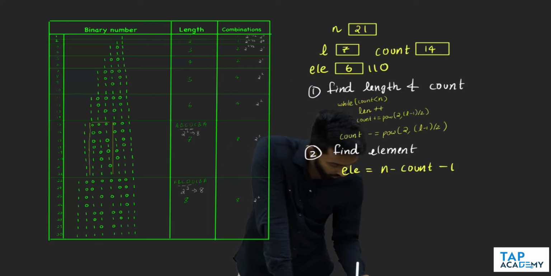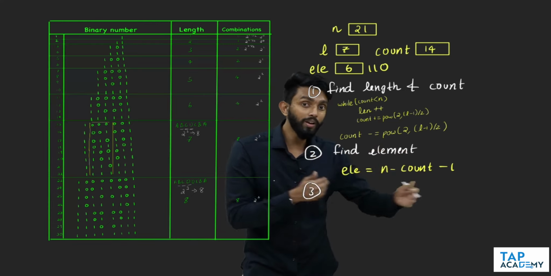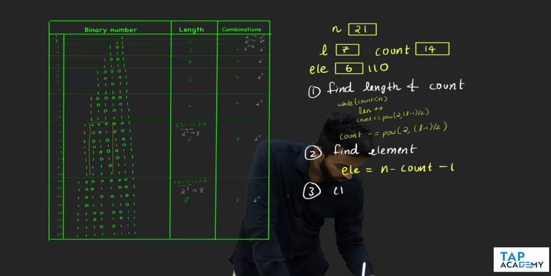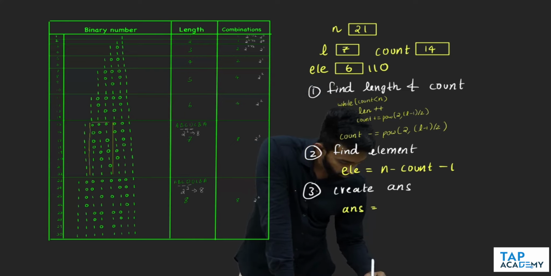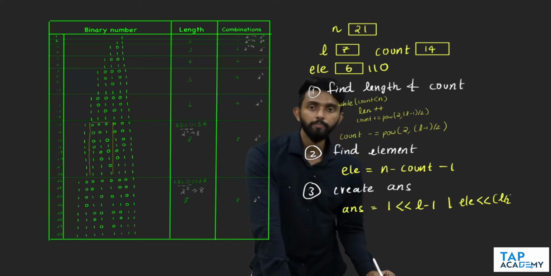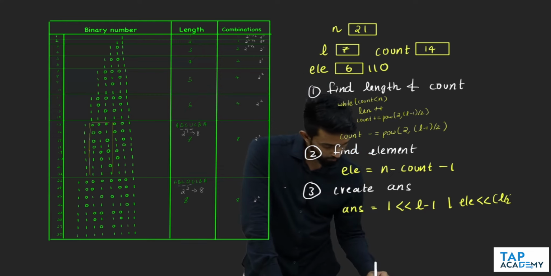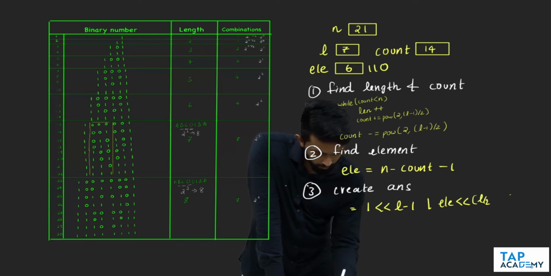Great. Next, third step. Now that you found the element, using the element, you have to create that answer variable. So, create answer. How do you create that answer variable? Very simple. Answer is equal to 1 left shifted L minus 1 times, OR operation with element left shifted by L divided by 2 times. I hope everybody is able to think about what I am saying. This is only your answer.